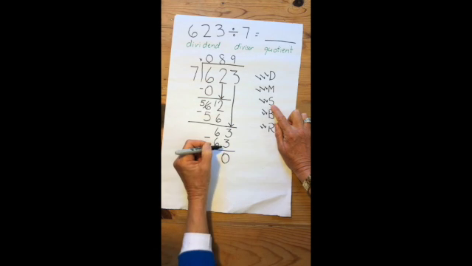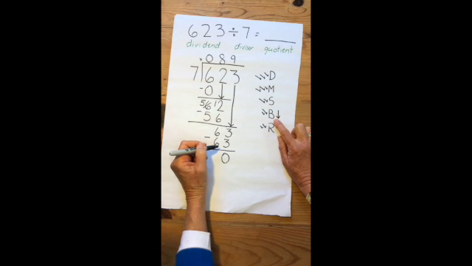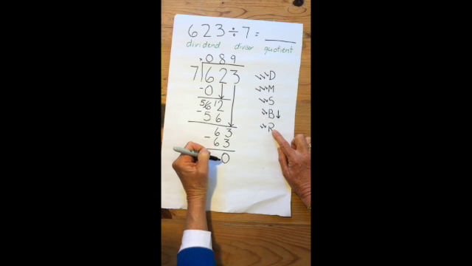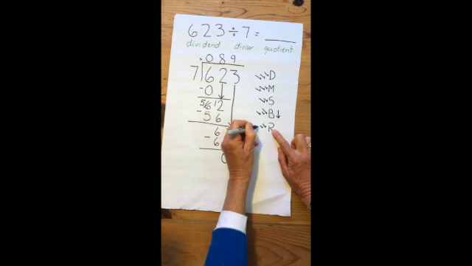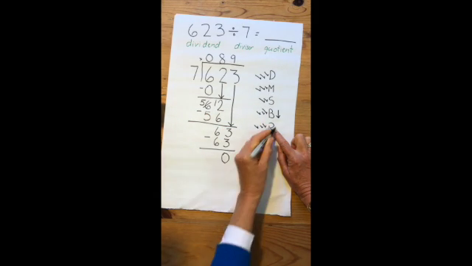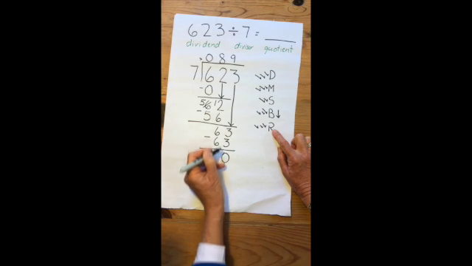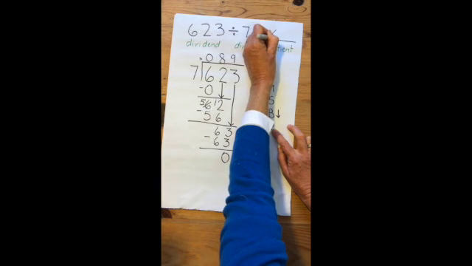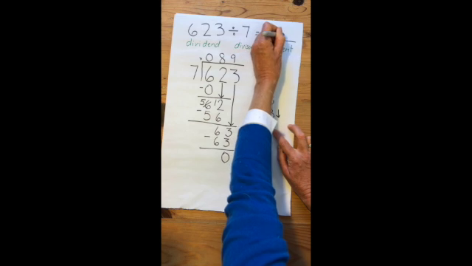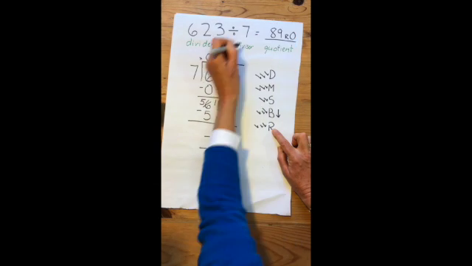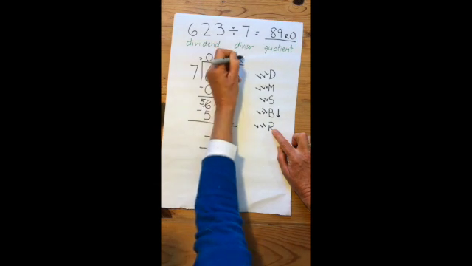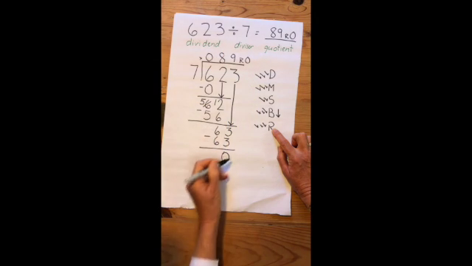Now I bring down, but there's nothing to bring down. So I guess that would be our remainder instead of repeat, so that would be 0. So the answer here is 89, remainder 0. And I always like to bring the remainder up here also, because we tend to forget it if it's down there.